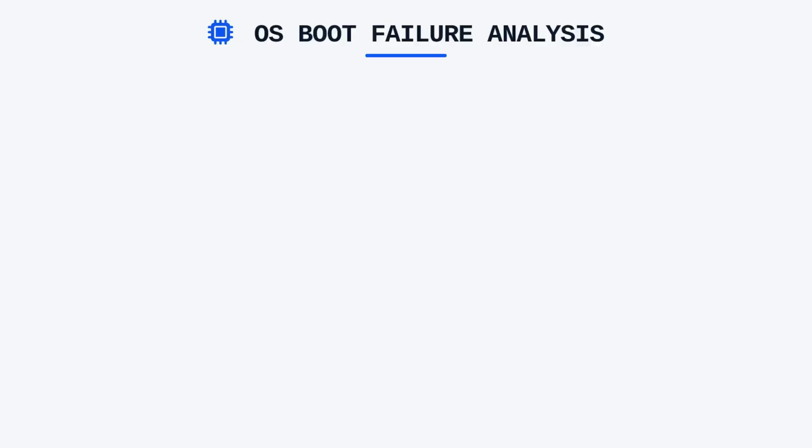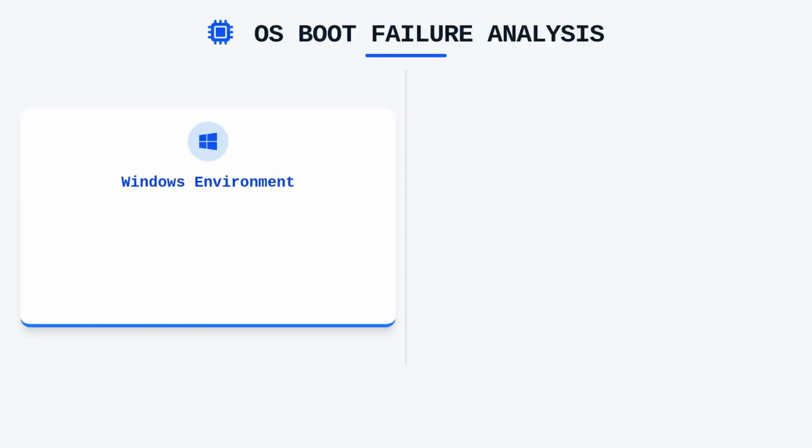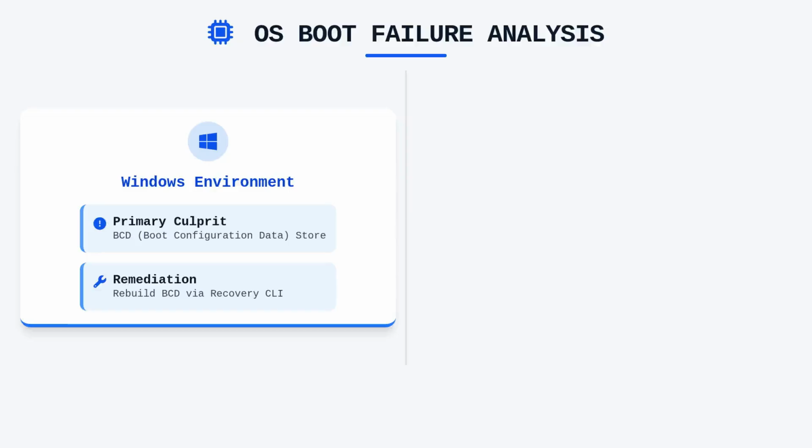When an operating system fails to boot, one must distinguish between the bootloader and the kernel configuration. In Windows environments, the boot configuration data, BCD, store is often the culprit when the system fails to transition control to the OS loader. If you encounter errors related to boot devices or missing files, using the command line interface from a recovery environment to rebuild the BCD is a standard remediation step.